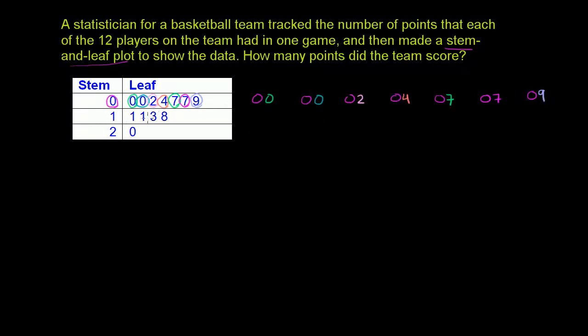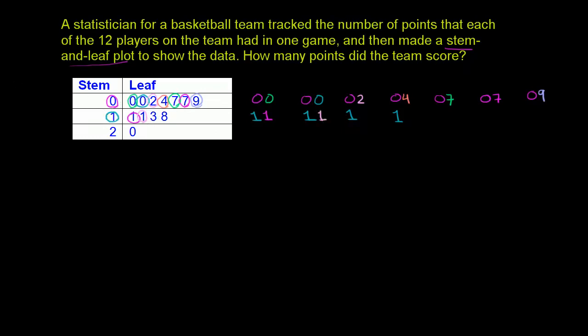Now let's go to the next row in the stem and leaf plot. Over here, all of the points start with 1 for each of the players, and there are 4 of them. So 1, 1, 1, and 1. And then we have this player over here. His or her ones digit is a 1. So this represents 11, 1 in the tens place, 1 in the ones place. This player over here also got 11, 1 in the tens place, 1 in the ones place.